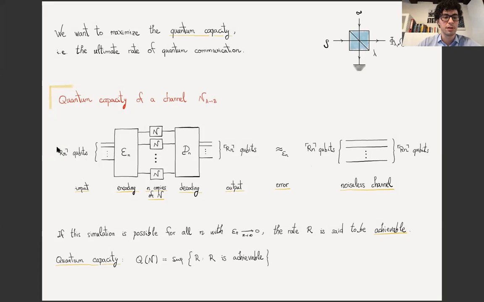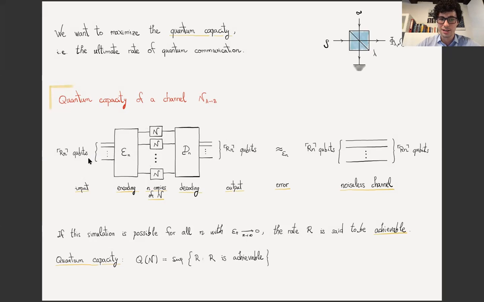This denotes the integer part. So you have a number of qubits, which is typically very large. N is very large, and R will be some rate of communication larger than 0. You perform an encoding, that means a transformation that maps these Rn qubits into n copies of the input system of N. Then you apply the channel N n times, once to each of those. And then you perform a decoding operation, which will be another quantum channel, and the output will be exactly the same as the original input.